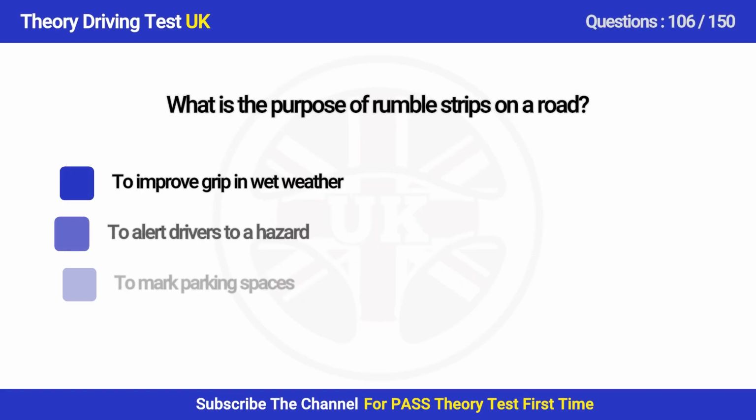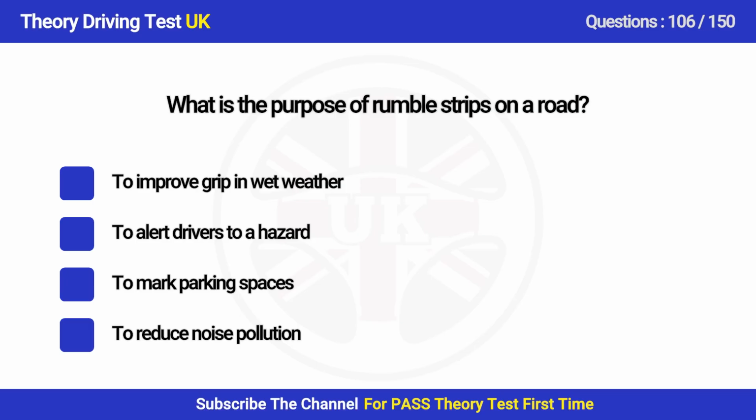Question 106. What is the purpose of rumble strips on a road? A. To improve grip in wet weather. B. To alert drivers to a hazard. C. To mark parking spaces. D. To reduce noise pollution.